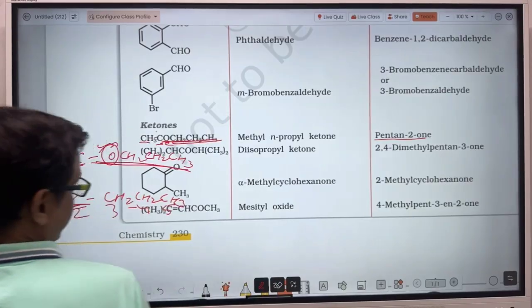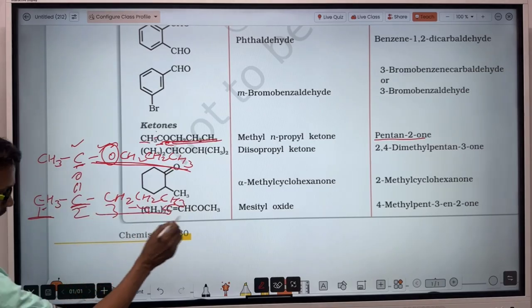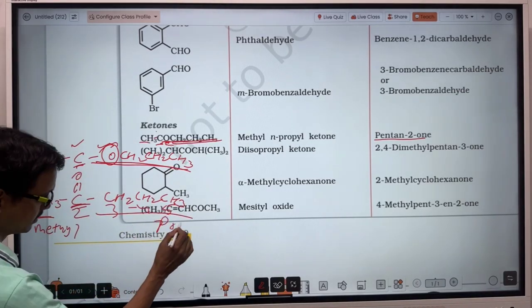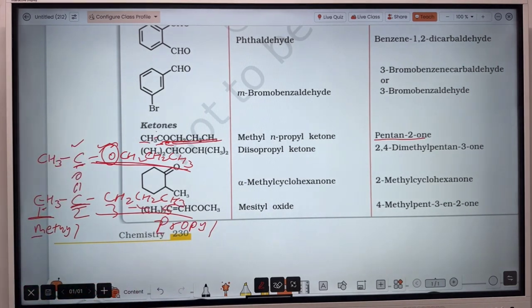So what is here? This is methyl. Firstly comes methyl, M, and then after that P, it's propyl. So M comes first compared to P. So that's why we will write methyl, and it is propyl. So we will write here methyl, and it is normal propyl.